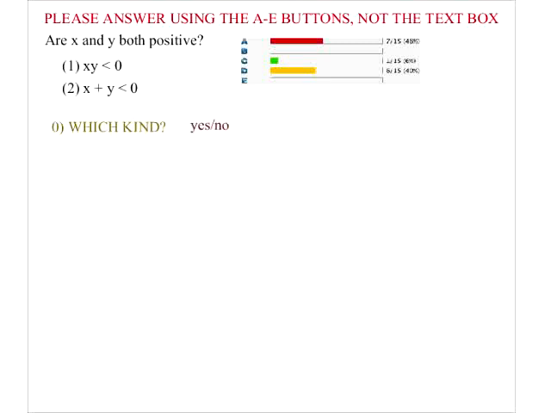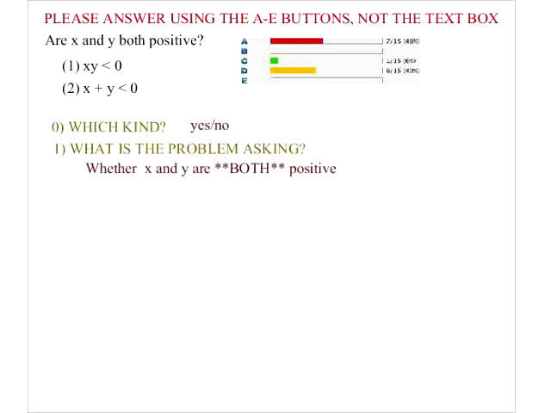Now let's talk about what exactly is the problem asking. The problem is asking, text box please, what is the problem? I mean, you might just be reiterating what is on the screen, but that's fine. It's good to reiterate the question. Remember, a yes-no question should start with whether, or you can say if, although it's more properly whether. Whether X and Y are both positive.